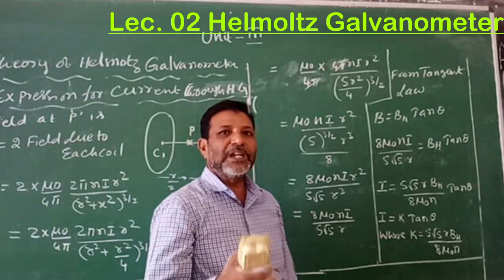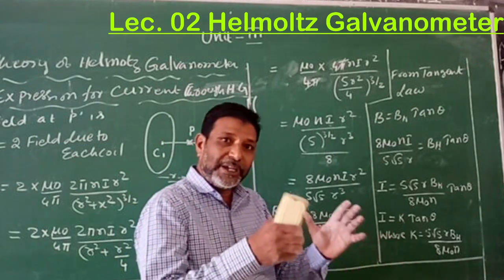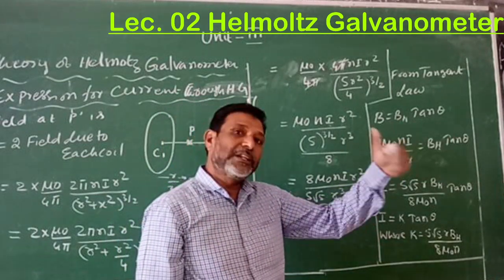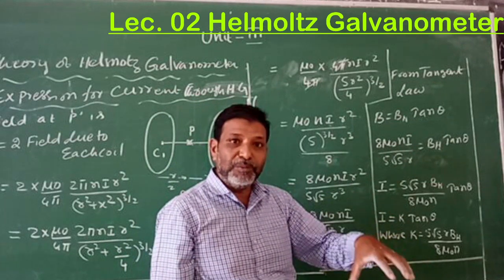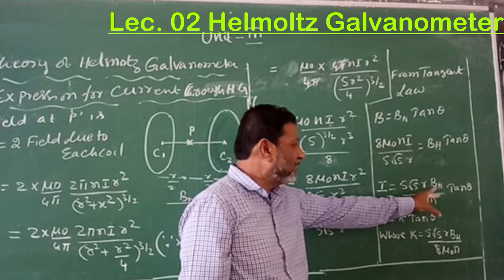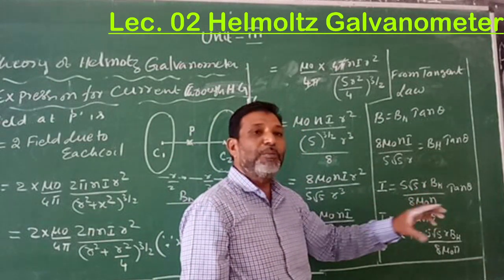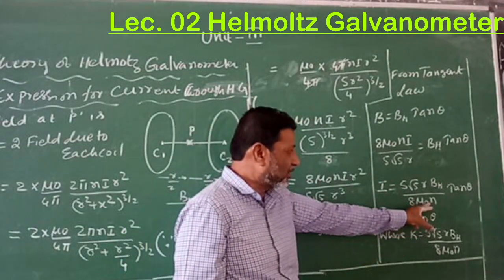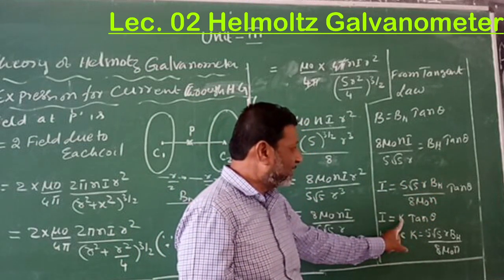In the lower classes you have studied that Earth's magnetic field at a particular place is a constant only at that particular place, isn't it? When you change the place, the H value is different. But at whatever place you are going to measure the current, BH is a constant. Therefore this is a constant, and n is nothing but the number of turns present on the coil, that is also a constant, isn't it? Now this complete factor is a constant that we write as K.